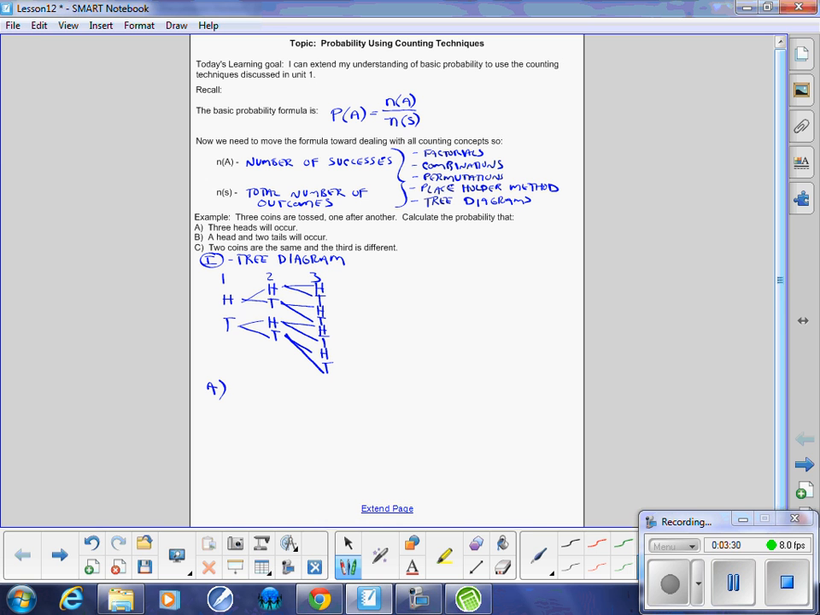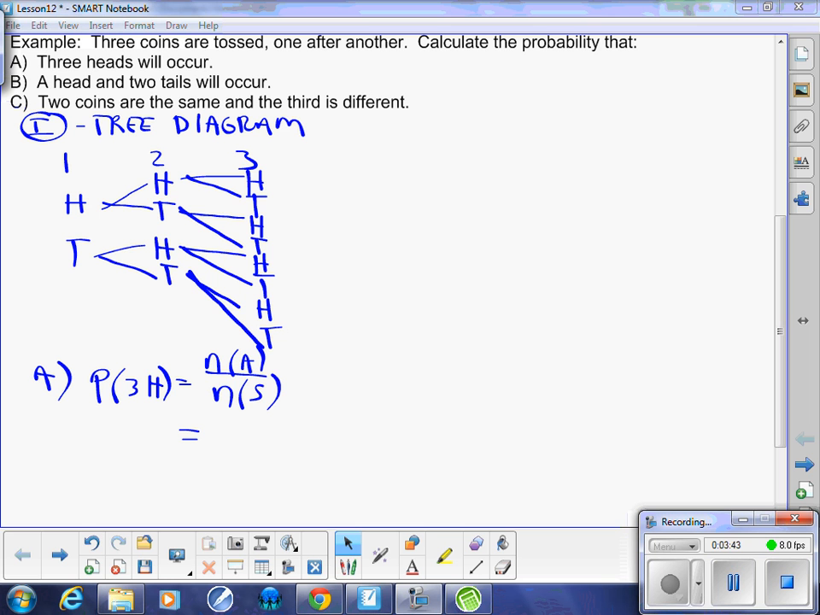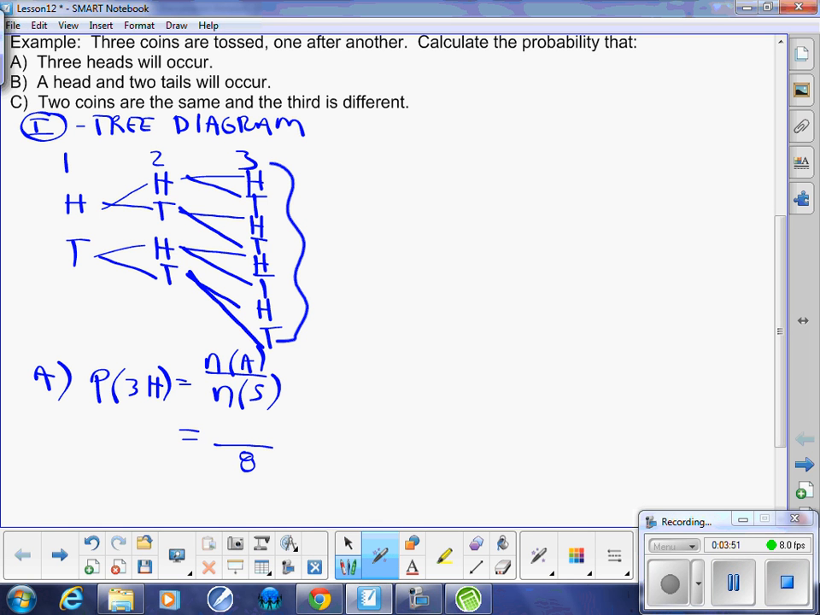So for part A, the probability of 3 heads is n(A) over n(S) equals... that view's a little bit better. I know my n(S) is 8 because if you were to count them, just like we did in the first unit, there are 8 outcomes there: 1, 2, 3, 4, 5, 6, 7, 8. How many of them produce 3 heads? Well, head, head, head. There's only one pathway here. So it'd be 1/8. Therefore, the probability is 1/8 for that to occur.